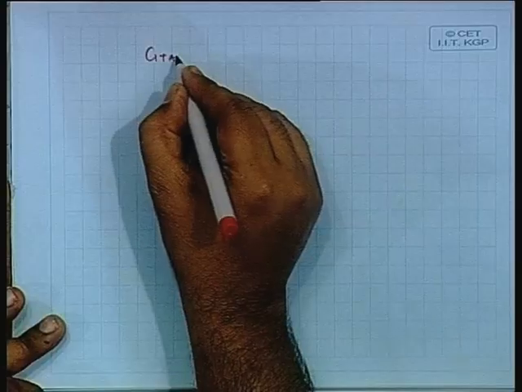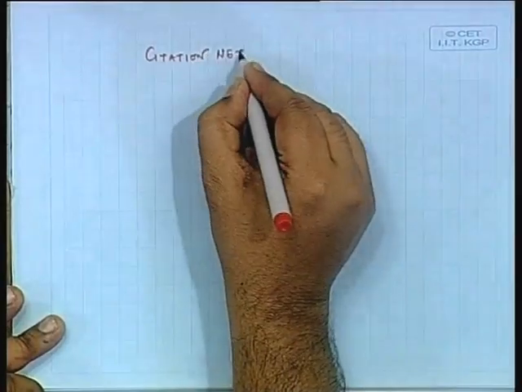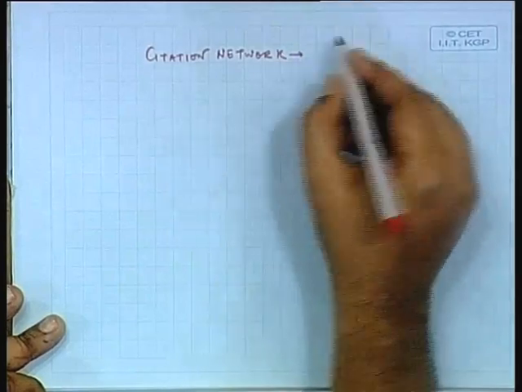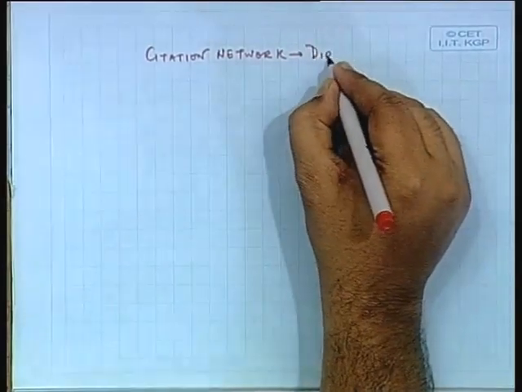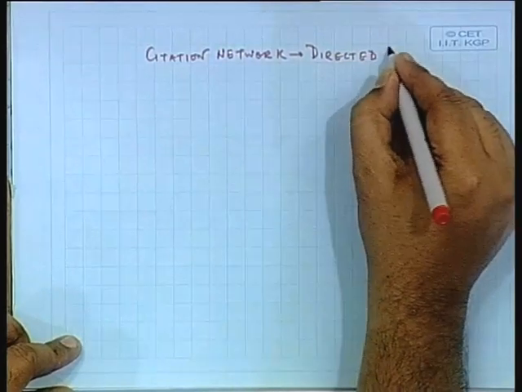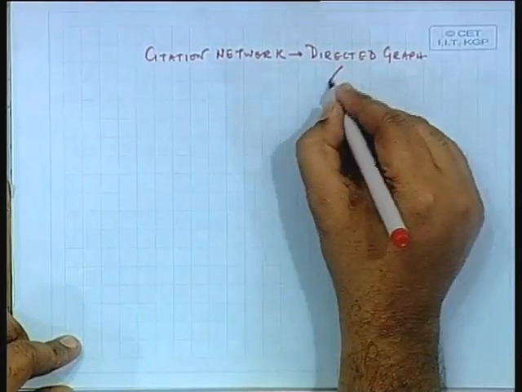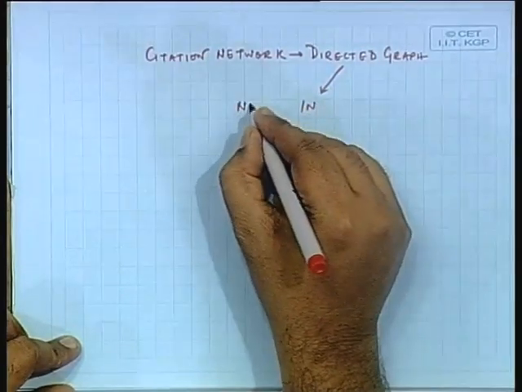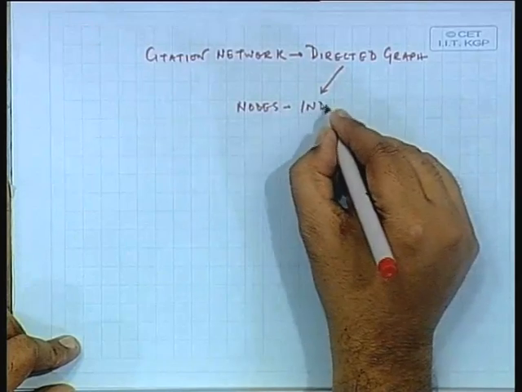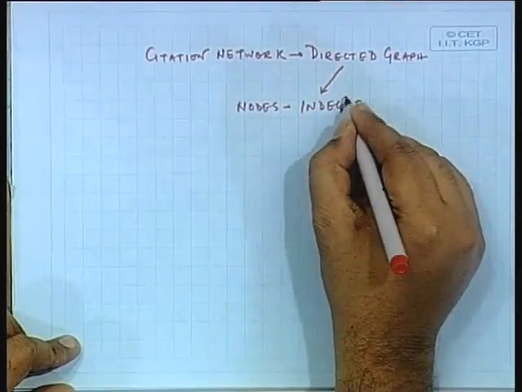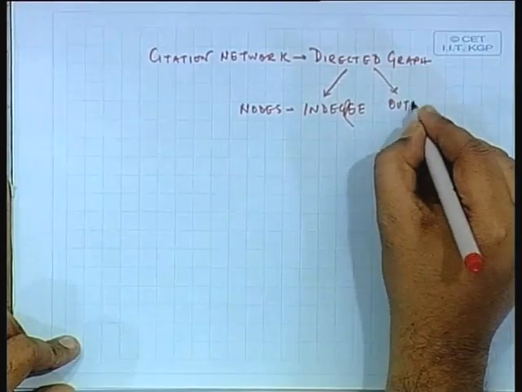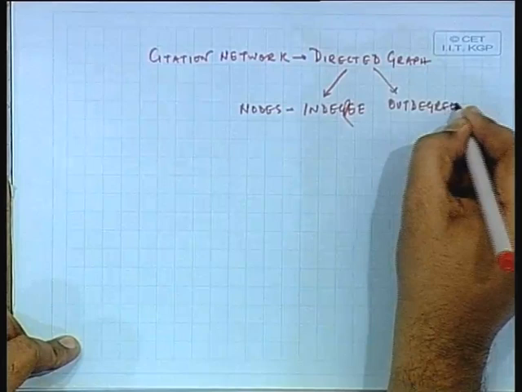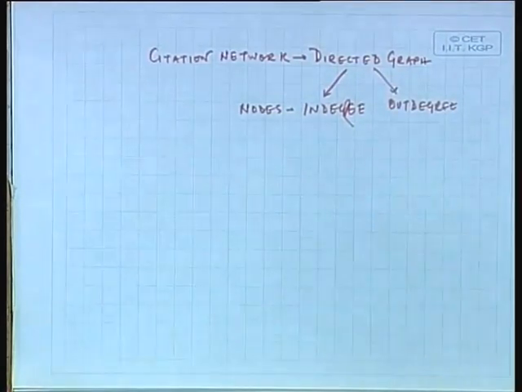The question is, let us think. A citation network is basically a directed graph, with nodes having in degree and out degree. Am I clear? So, with nodes having in degree, out degree.